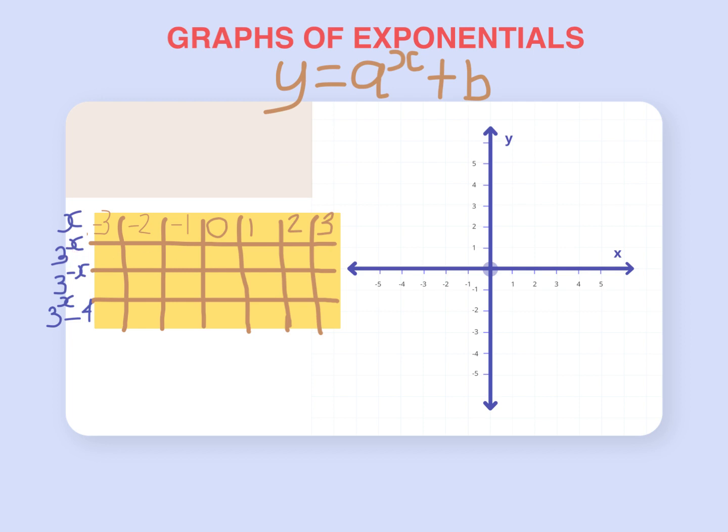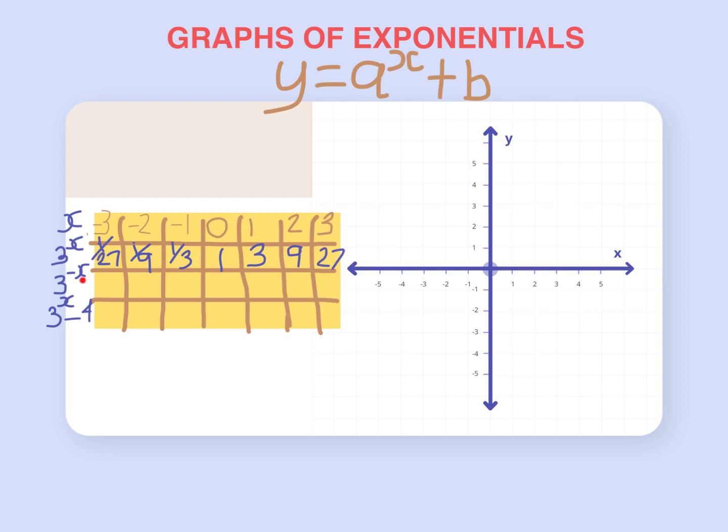Let's start here. If x is negative 3, 3 to the negative 3 is 1 over 27. You can just use your calculator for that. 3 to the negative 2 is 1 over 9. 3 to the negative 1 is 1 over 3. 3 to the power of 0 is 1. 3 to the power of 1 is 3. 3 to the power of 2 is 9, and so on.